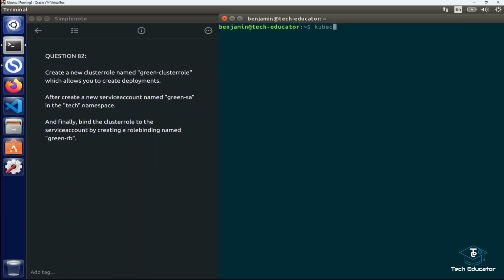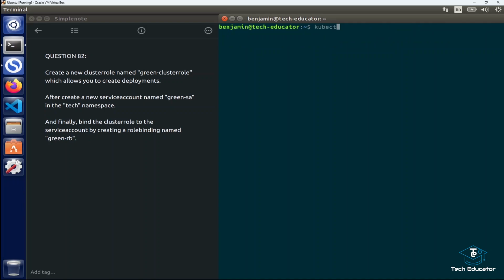Let's first create a green cluster role. Verb is create. And resource is deployments. And that's created.